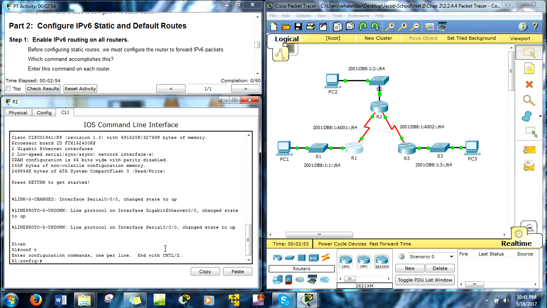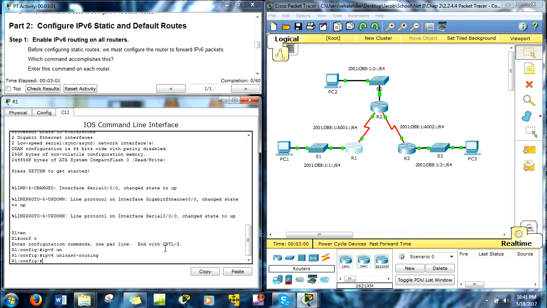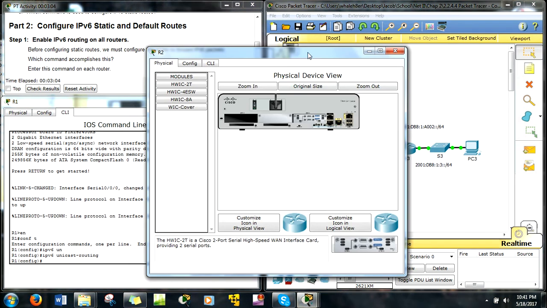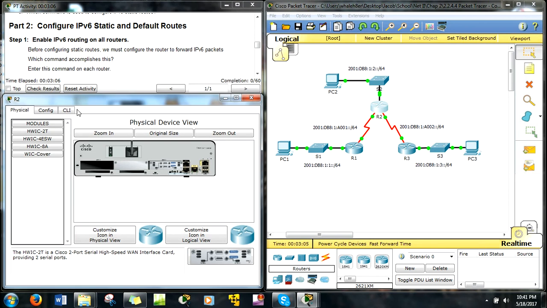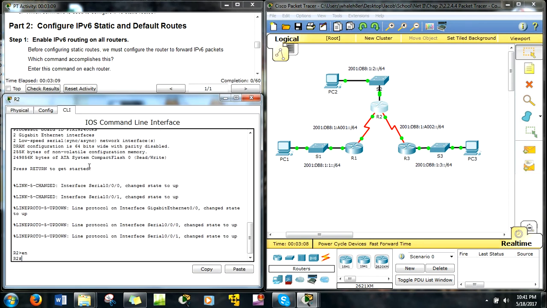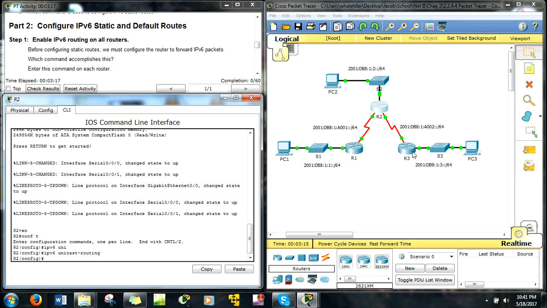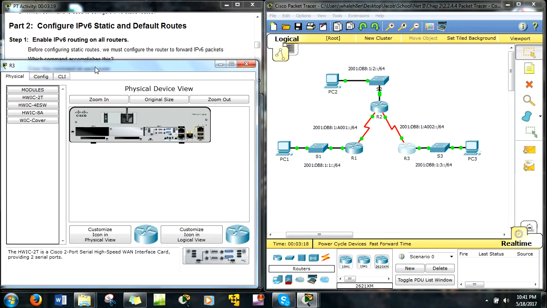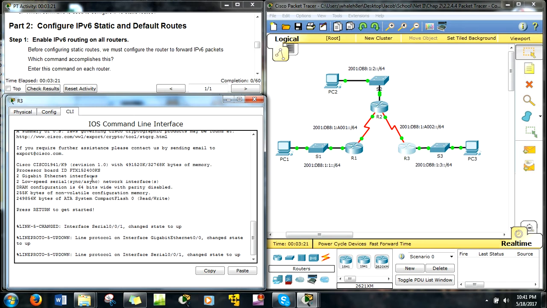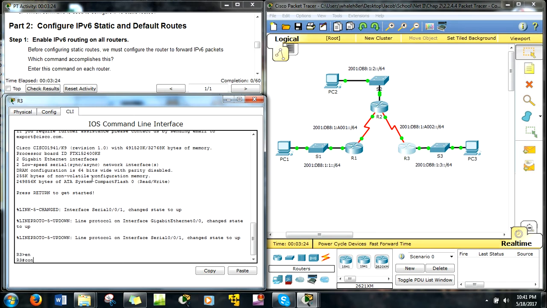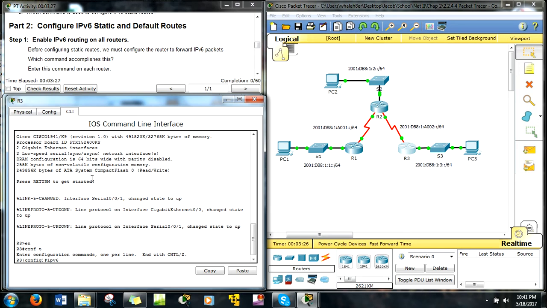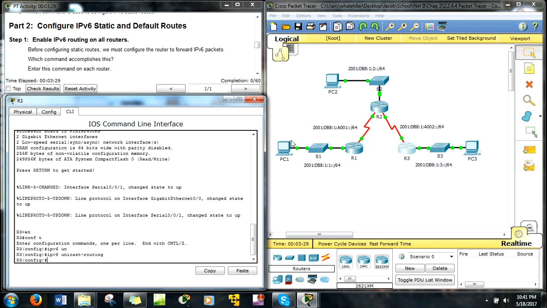We've got to be in config t, the global config mode. So you're going to say ipv6 unicast-routing. We're going to hit the tab key, unicast-routing, enter. And yeah, we're going to have to do that for every doggone one of these. There's R2. And we're going to do R3. Same as all of them. Okay, now they're ready to go.